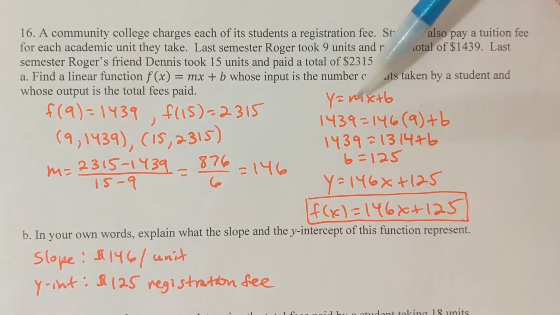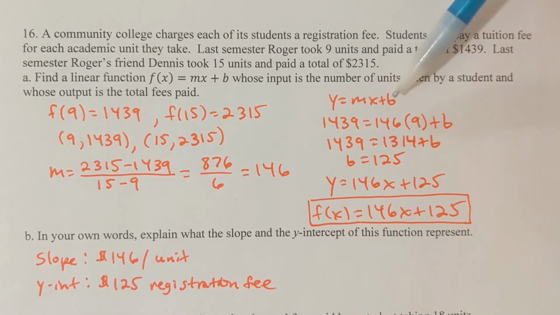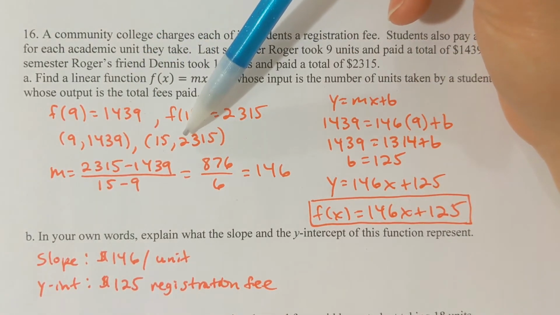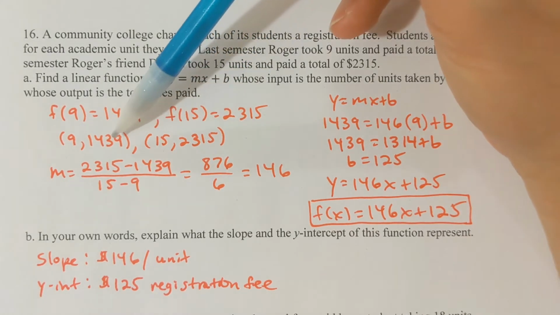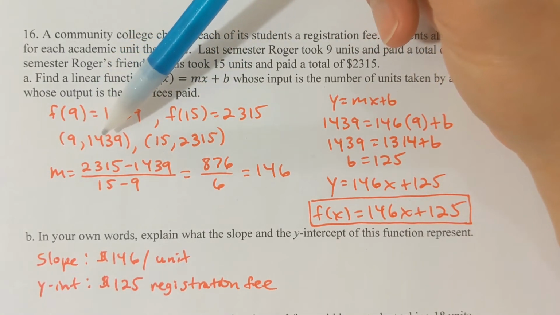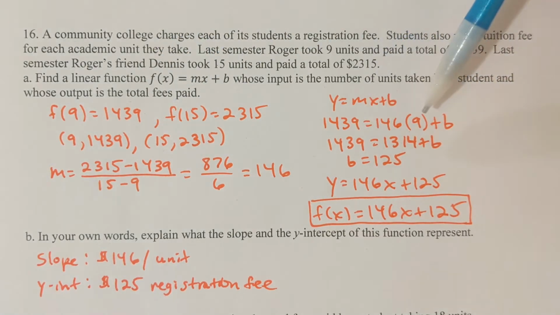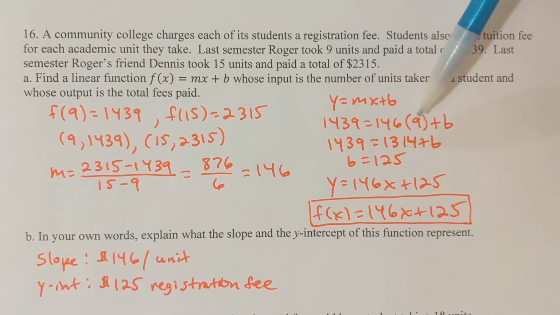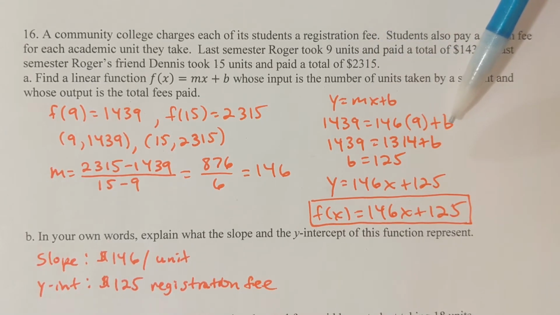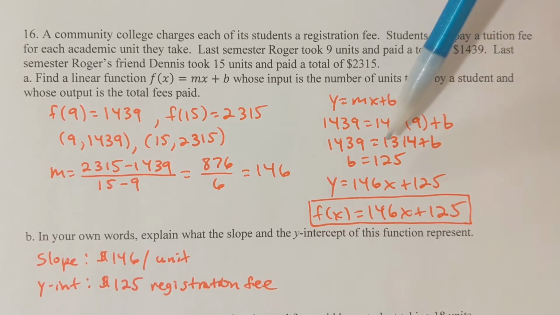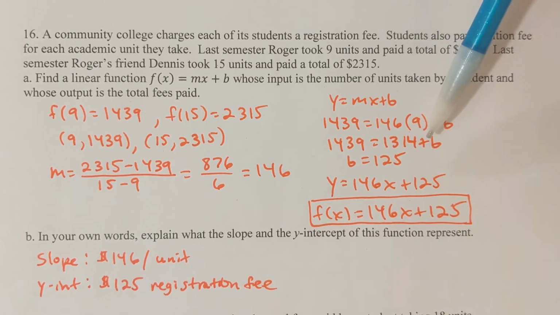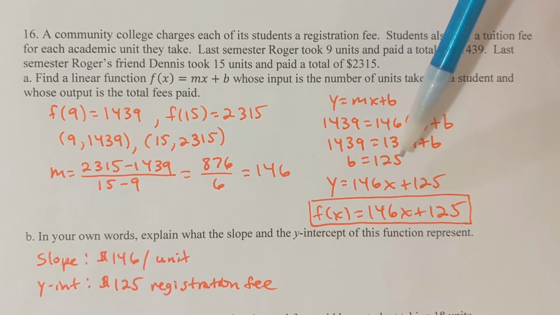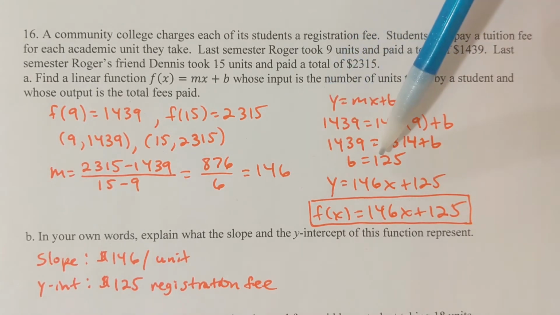Now that I know the slope, m, I need to find the y-intercept, b, and I can use either one of these 2 points. It's not going to matter which one. They're both on the line. So why don't we just use the first one here, 9, 1,439. So I plugged in x equals 9, y equals 1,439, and I can begin solving for b. 146 times 9 is 1,314, and if you subtract that number from both sides, the b value would be 125.